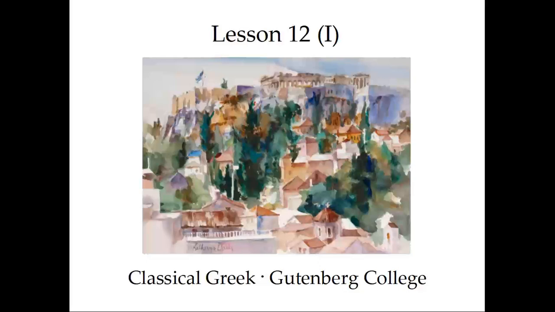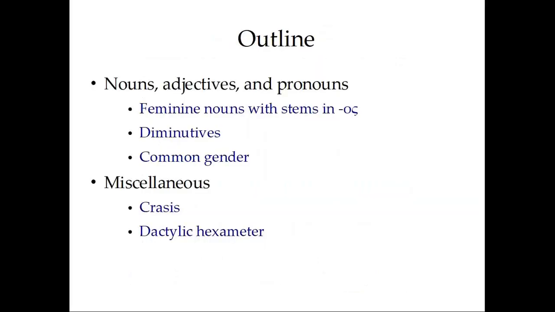Lesson 12, Section 1. In this presentation, we'll be looking at feminine nouns with stems in -os, that is, second declension feminine nouns, diminutives and common gender, and miscellaneous topics, crasis and dactylic hexameter.